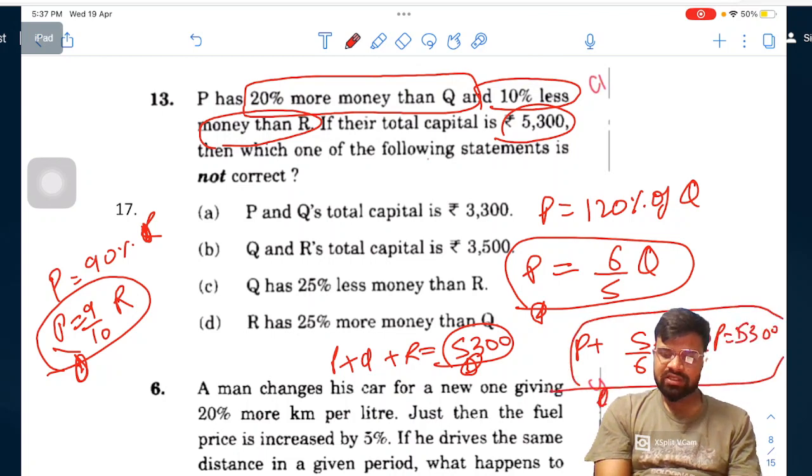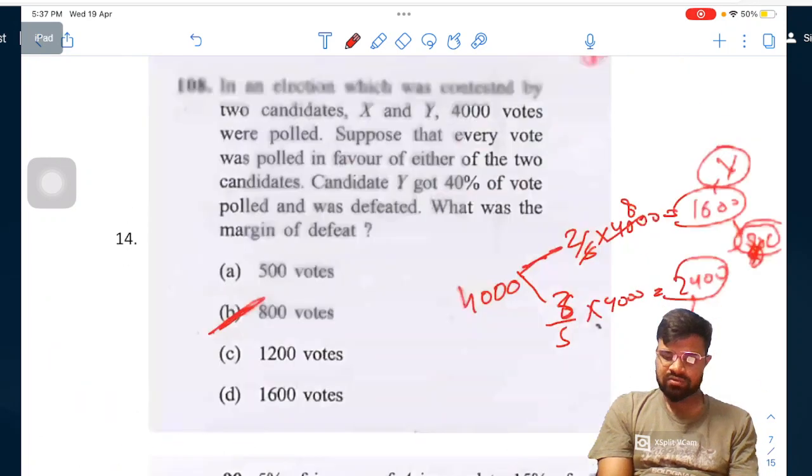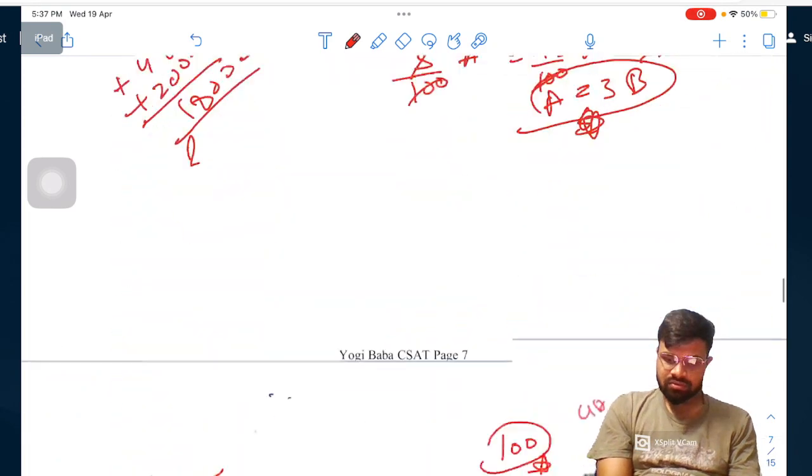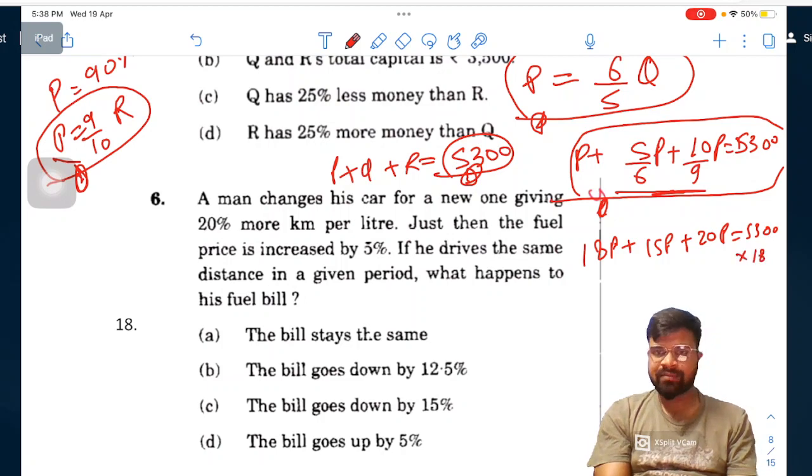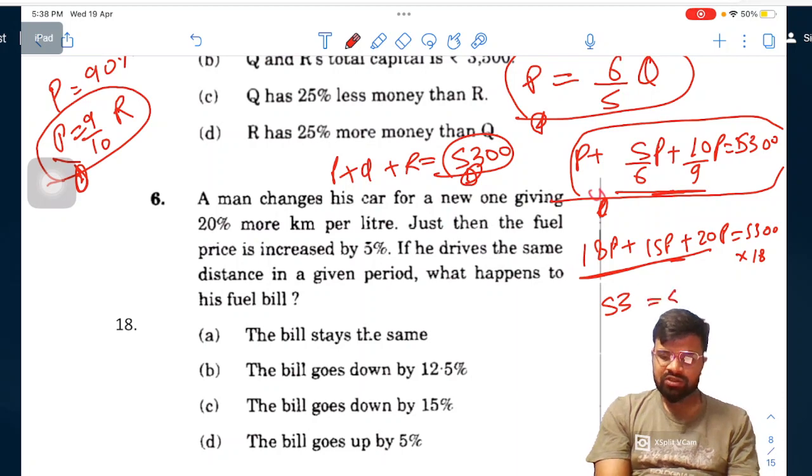By solving this, we will just take the LCM of 9 and 6, that will become 18. So 18P plus 6 3s is 15, so 15P plus 9 2s is 18. So 53P is equal to 5300 into 18. The LCM is multiplied there, into 18. Now, what is this total? This is 53.